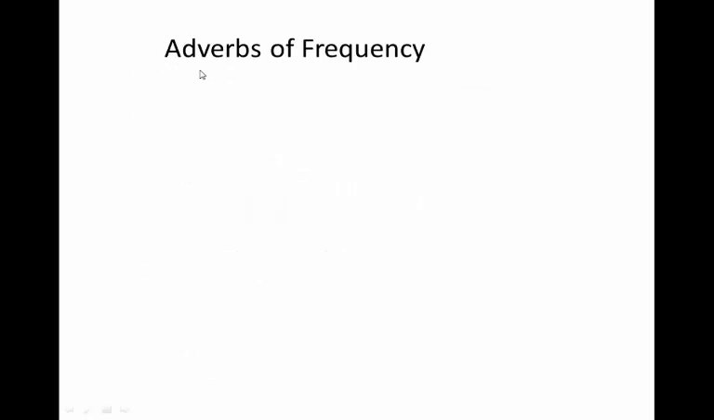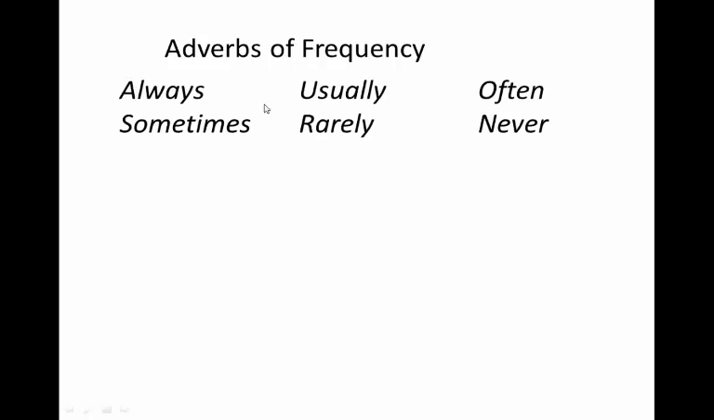There are some words called adverbs of frequency that say how often something happens. The common ones are always, usually, often, sometimes, rarely, and never. And these are in order. Always, 100%. Never, 0%. Usually, often, sometimes, rarely, going between 100 and 0.